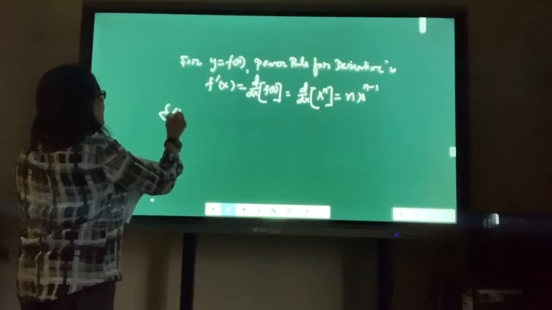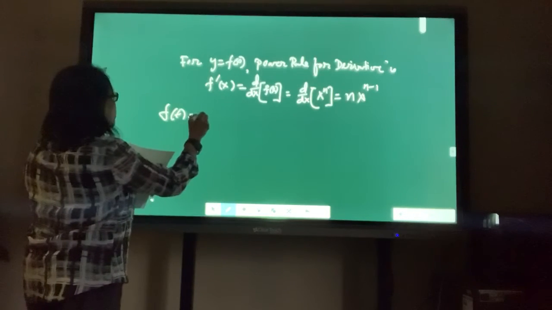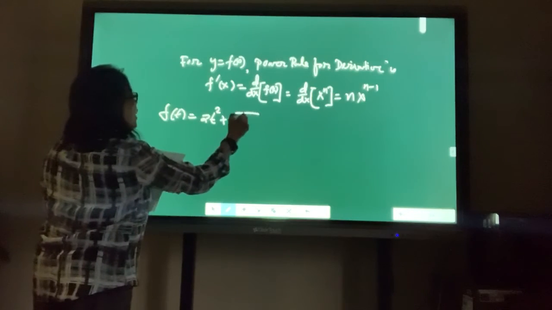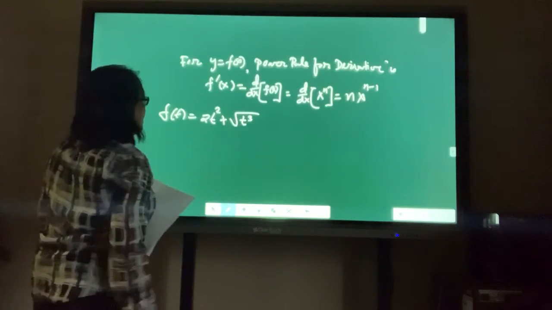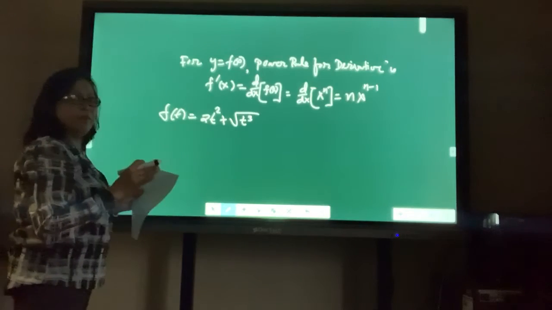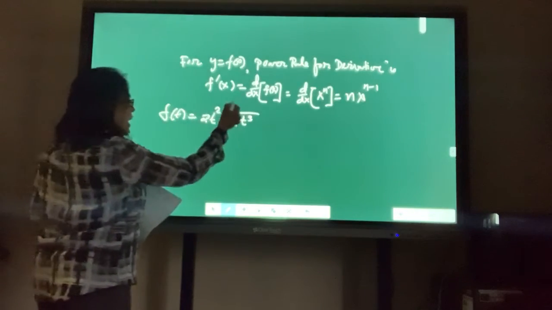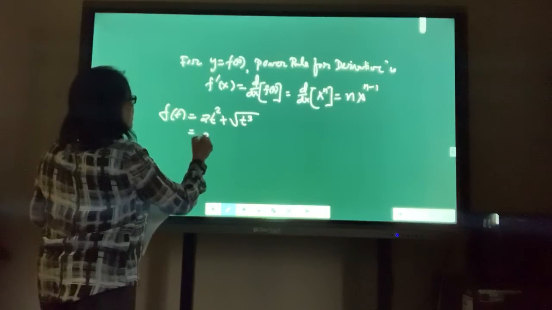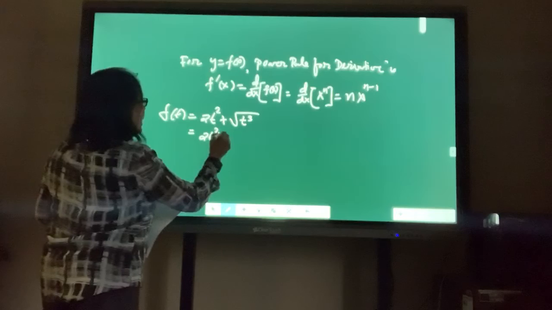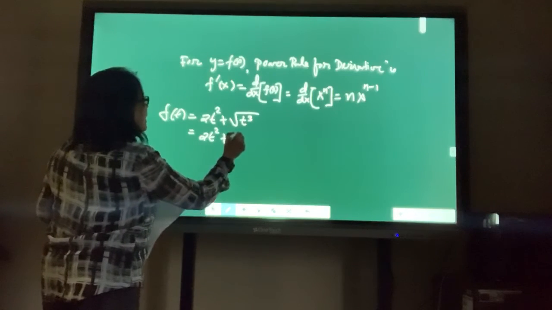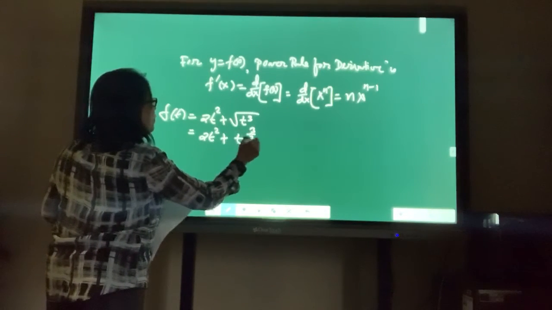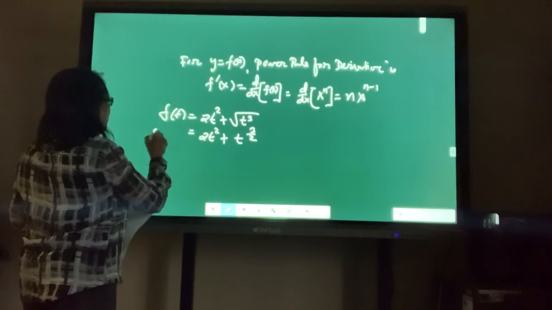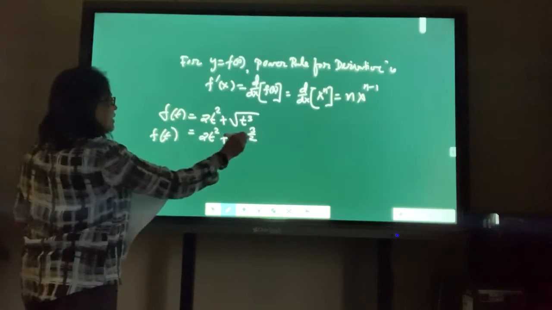Say f of t is the function which is 2t squared plus the square root of a t cubed function. Okay, so the very first thing we need to do is rewrite this cubic function of the square root. Remove it from the square root: 2t squared plus t to the power 3 by 2 when you remove the radical. Now this is the function and we are going to use the power rule of derivative.